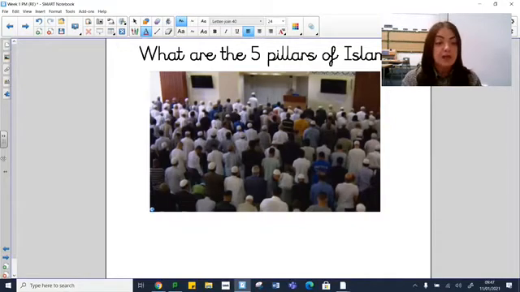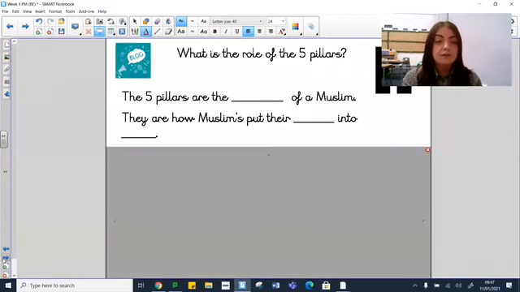But first, we're going to think about what the 5 pillars are for. Now, she said a really nice statement. So here you can see the 5 pillars are the of a Muslim. They are how Muslims put their into . So have a look through your notes, see if you made that note down in your work, and then come on back when you think you know the answer.